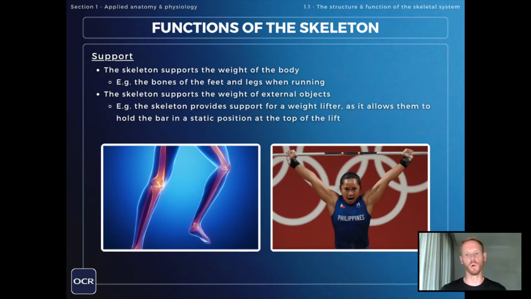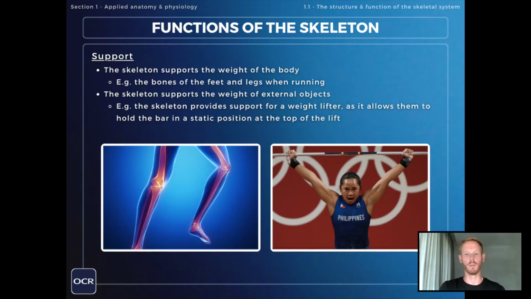The first is support, and support essentially means to bear the weight of something, and the skeleton supports the weight of the body. For example, the bones of the feet and the legs, like the femur, tibia and fibula, which support the weight of the body above them when running. The skeleton also supports the weight of external objects, like this example here. The skeleton provides support for a weightlifter as it allows them to hold the bar in a static position at the top of the lift.